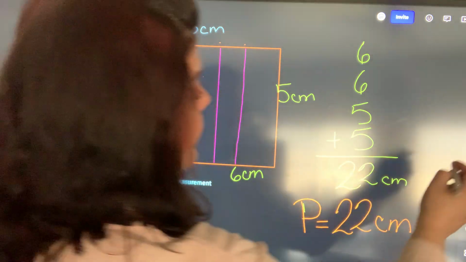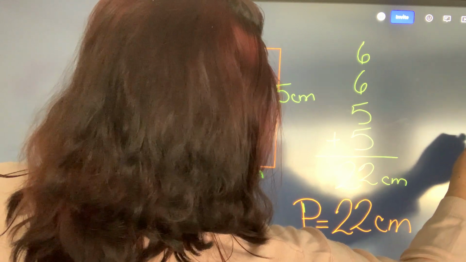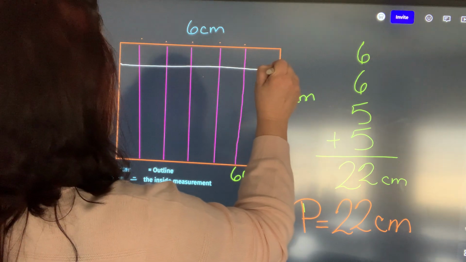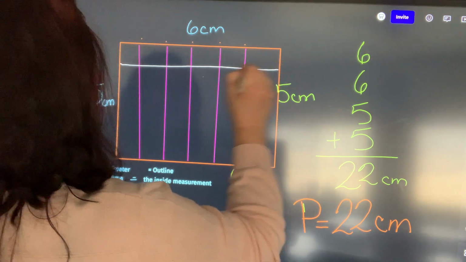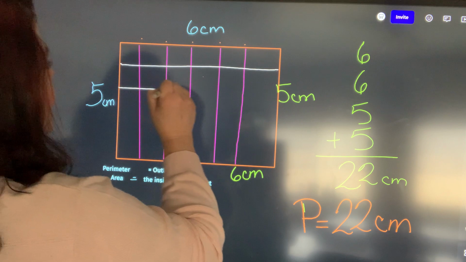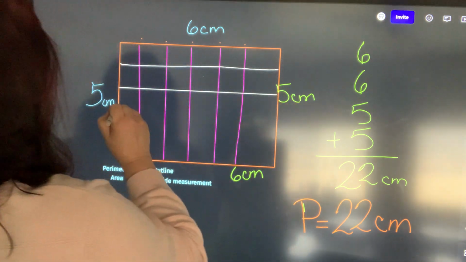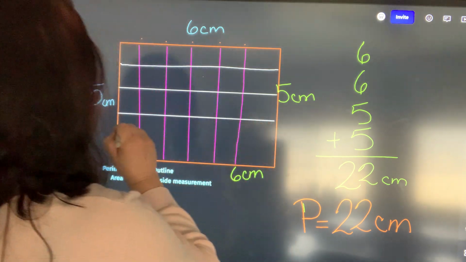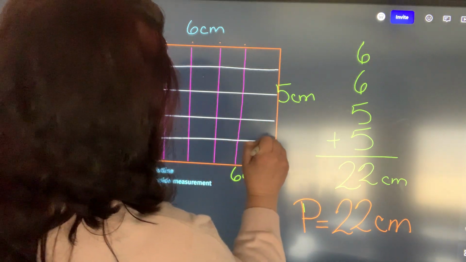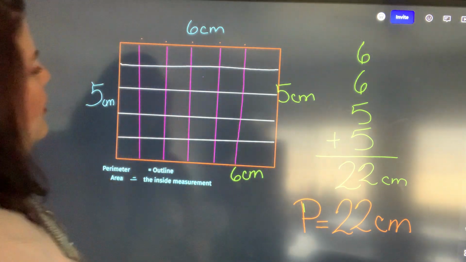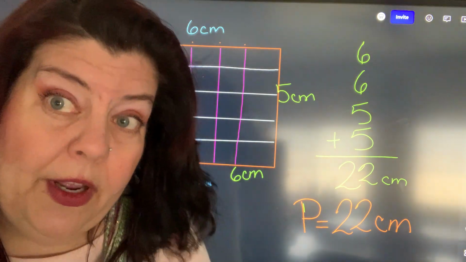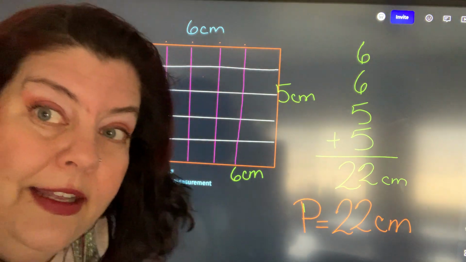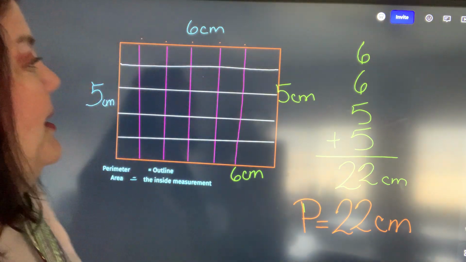Now the measurement going sideways would be 1, 2, 3, 4, and 5. So when we're measuring area, we're measuring it in squares. And it's so much easier this way.